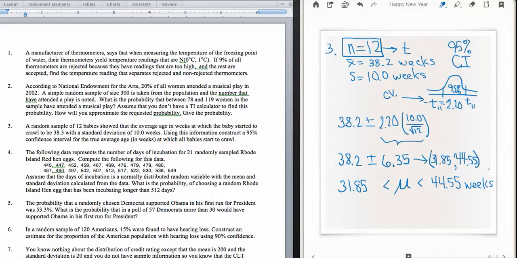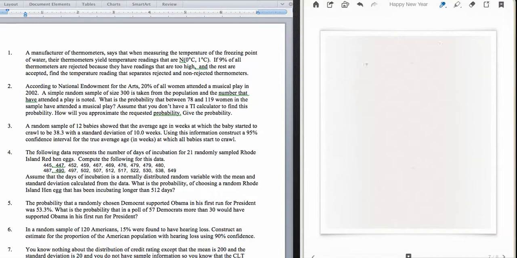All right, now we're on to problem number 4. So next on problem number 4, we read the problem. The following data represents the number of days of incubation for 21 randomly selected Rhode Island red hens. Compute the following for this data. Assume the days of incubation is a normally distributed random variable with mean and standard deviation calculated from the data. What is the probability of choosing a random Rhode Island hen that has been incubating longer than 512 days?